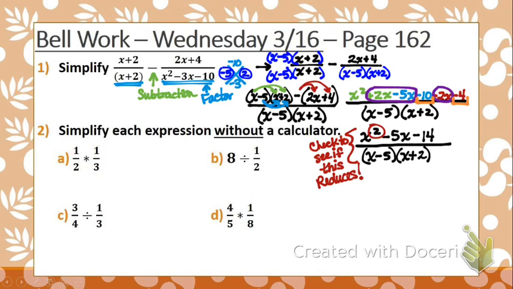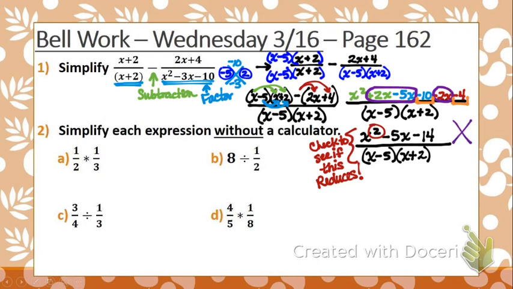We always reduce our fractions at the end, and this is no different. The way I check to see if it reduces, I have to factor everything and see if anybody will cancel out. Just like when we're doing it with fractions, I see if I can divide the top and bottom by the same thing, because that would cancel out.